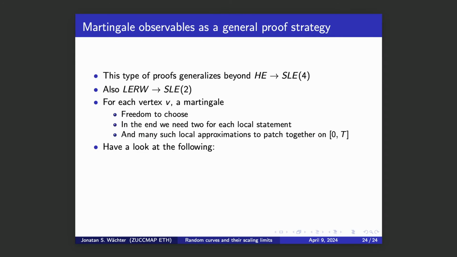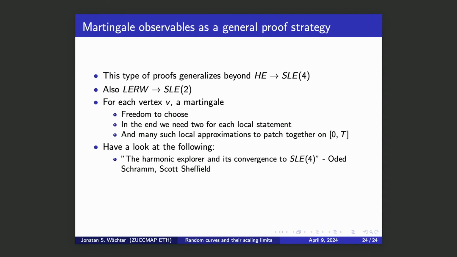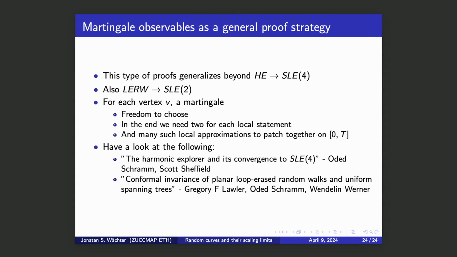And if you're interested in this kind of proof, I recommend you check out these two papers, which were written in 2003, I think. The first one is by Oded Schramm and Scott Sheffield. It's on the Harmonic Explorer. And the second one deals with a lot of models, but of most interest is probably the loop erased random walk. And it's actually shown that it converges to SLE2. And Wendelin Werner, who was here at TDH before, this was a big part of his Fields Medal, I think. So it's a really interesting paper.